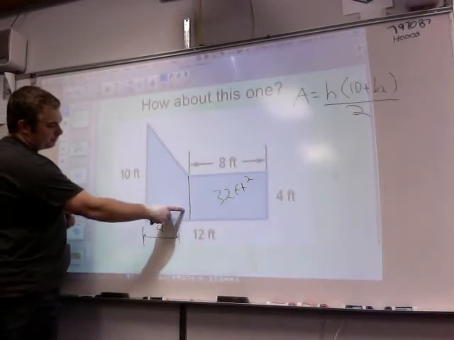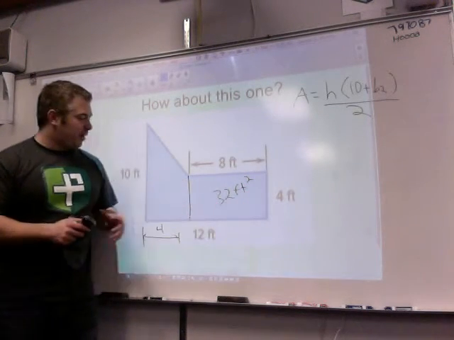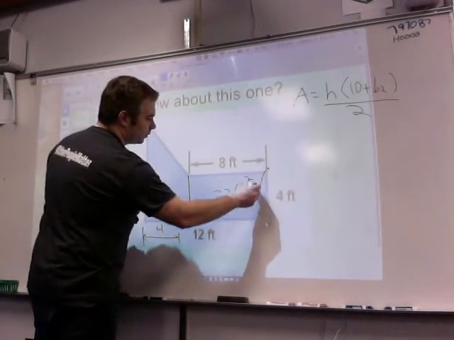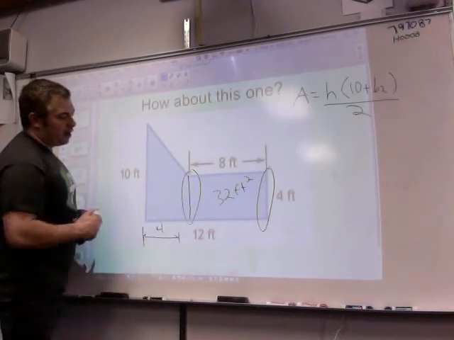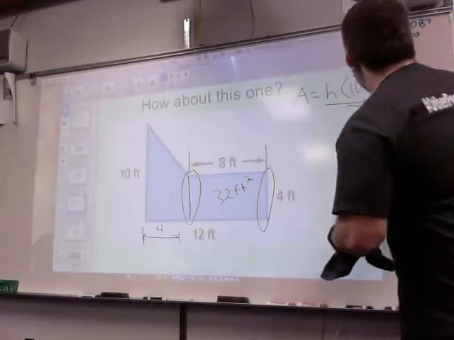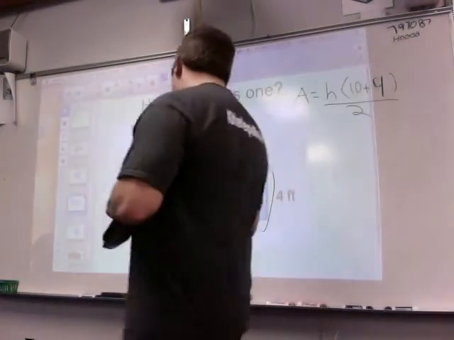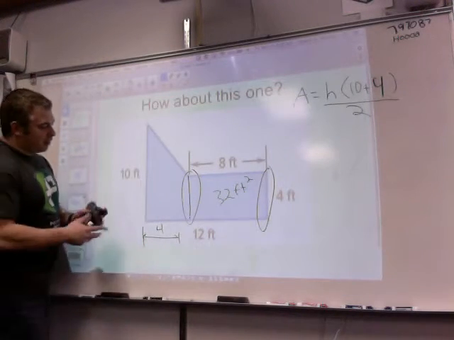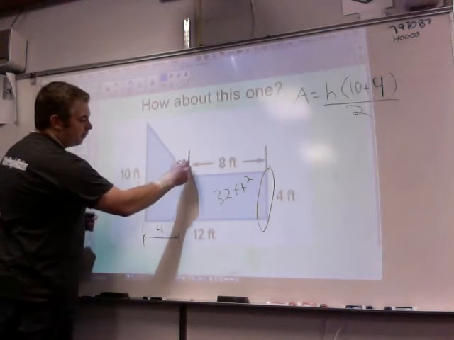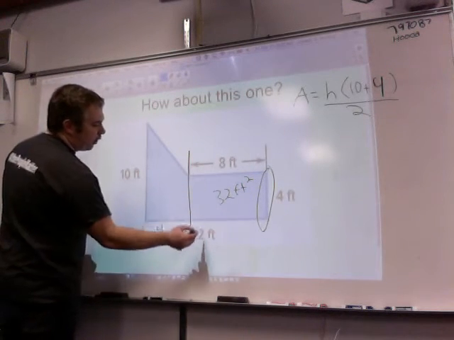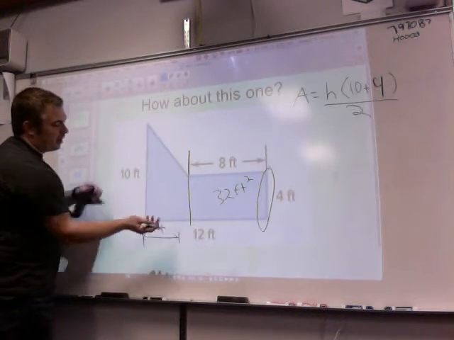My other base, oh, I guess I do know. It must be 4 feet because this line is the same as this line. So my one base is 10 feet, my other base is 4 feet. So I'm plugging it right into my formula. Alright, now I need a height. And I already found that out earlier. Remember, this whole thing is 12 feet, but this part is 8 feet, and 12 minus 8 equals 4. So this is my height. I'm turned around, but that is my height of 4 feet.